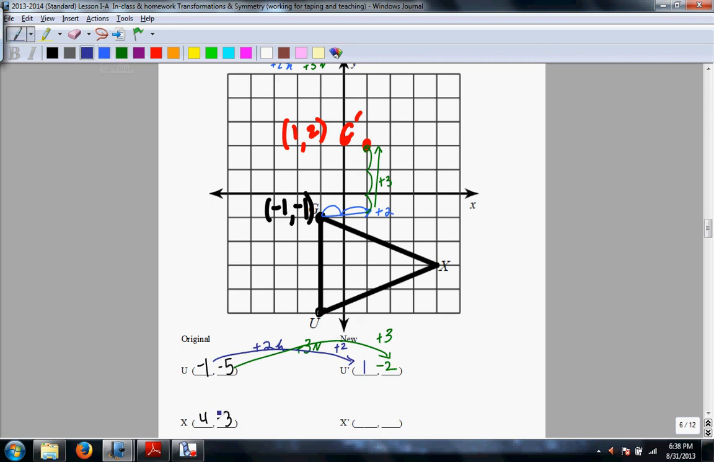Follow this down here. Draw the arrow. We're going to add 2. So my new X prime is going to be 6. I'm going to add 3. My new X prime is 0. Now let's graph those points and see if it actually works.